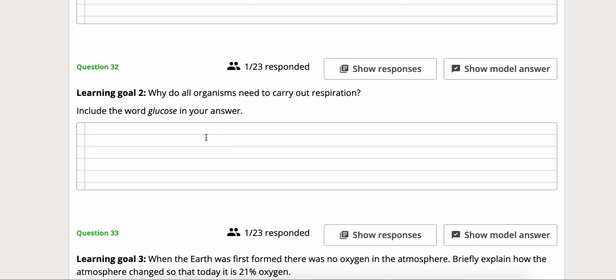With question 32, why do all organisms need to carry out respiration? One thing that you will need to consider is the term glucose. So I suggest scrolling up to the top where it starts talking about respiration and the importance of respiration, and finding that connection to glucose in your response here.